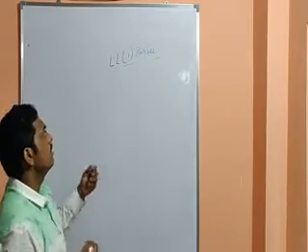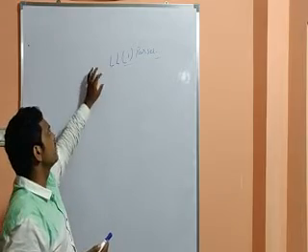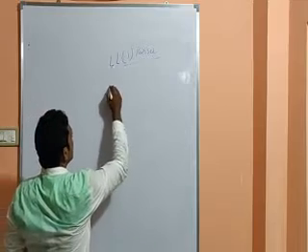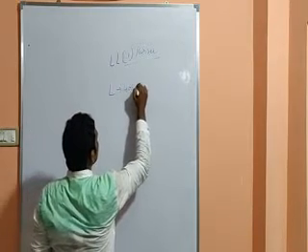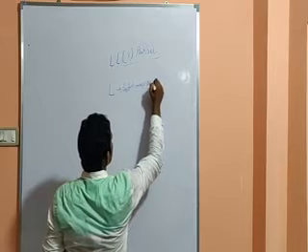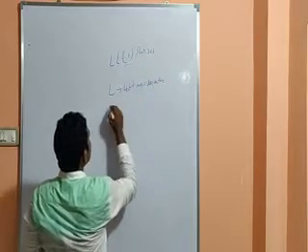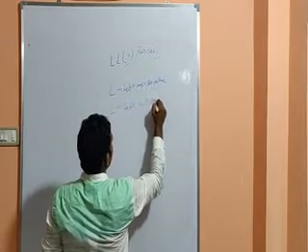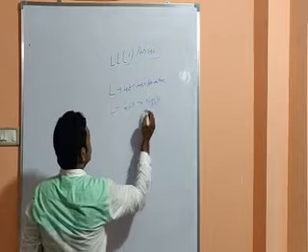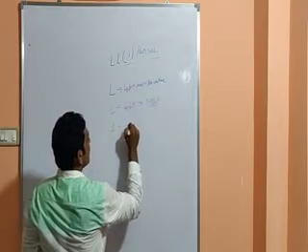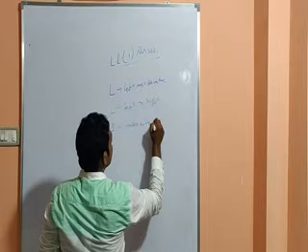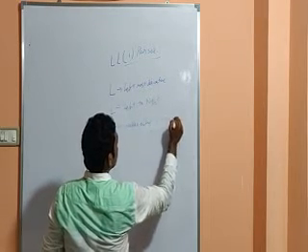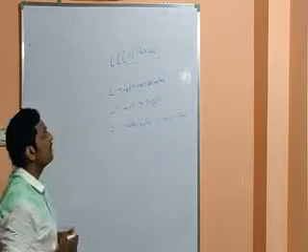So let's start the concept. Let us see what the abbreviation of LL1 is. The first L stands for leftmost derivation, and the second L stands for scanning the input from left to right. The numerical 1 stands for taking only one input at a time. So this is the abbreviation of LL1.